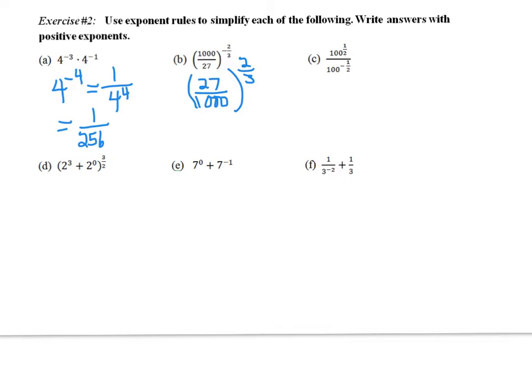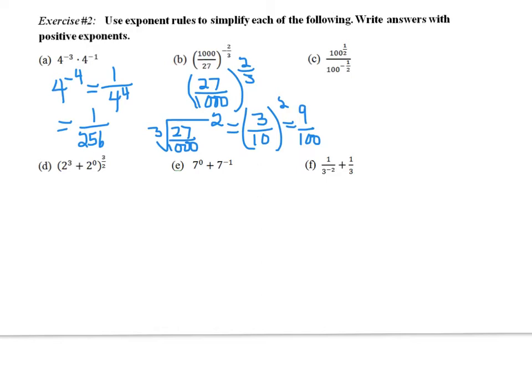Now, because I know how to do this as a root, I'm going to say let's take the cube root of 27 over 1,000. And then the power is 2, so I'll raise it to the 2nd power. The cube root of 27 is 3. The cube root of 1,000 is 10. But then that answer gets squared, so my final answer is 9/100ths.